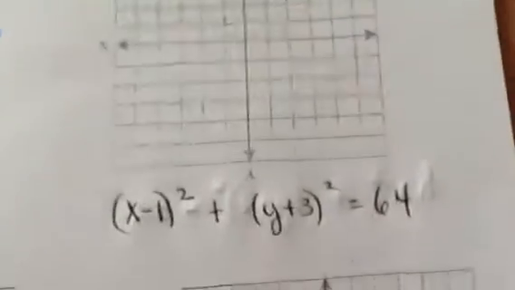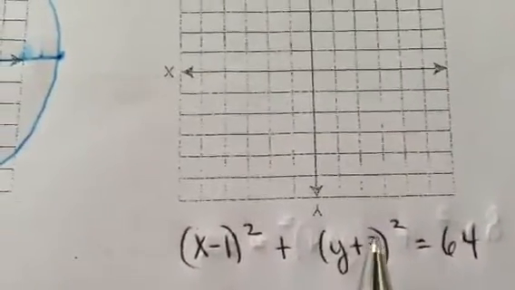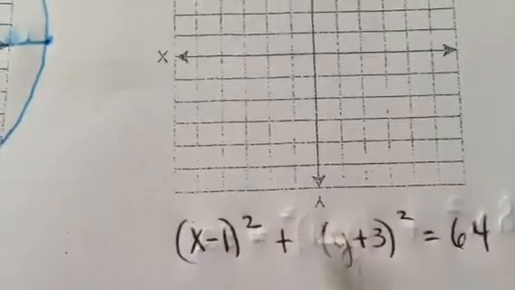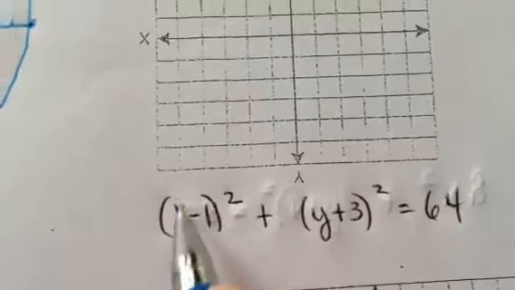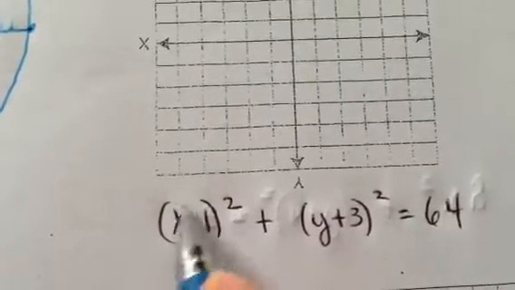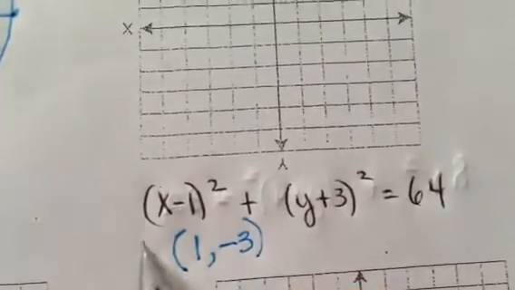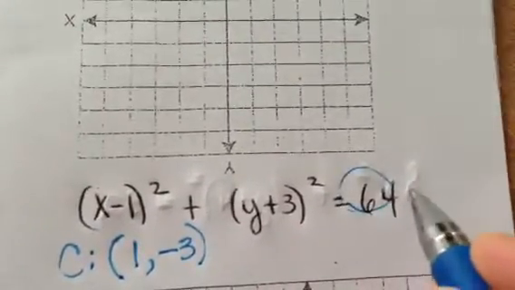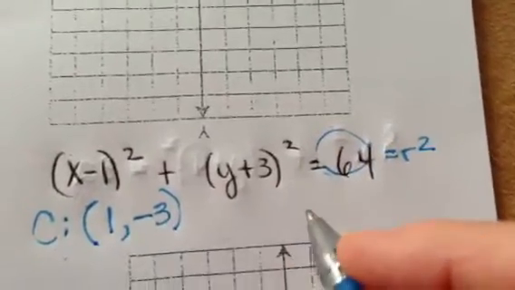Now, here is another circle. I tried to keep it very similar to the first one, except now my center is not 0, 0. I got some stuff being messed around with my x and my y. What you can do to find your center is find what makes each part 0. So this value would be 1, because 1 minus 1 is 0. And this value would be negative 3. So that right there is my center. I'm just going to be real lazy and call it C for center. Again, this always equals my radius squared. So my radius here would be 8.